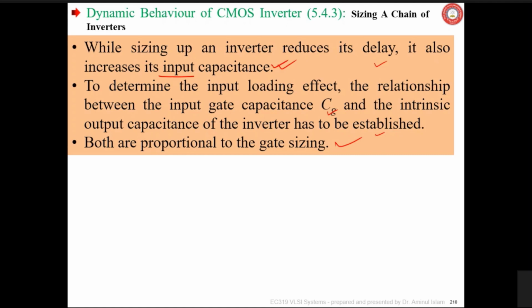We are taking an inverter as an example, but that is representative for NAND gate, NOR gate, OR gate, etc. Everywhere we have to optimize the delay. Then only circuit performance will be improved. So you should not think only about your gate. What about the gate which will be driven by your gate?